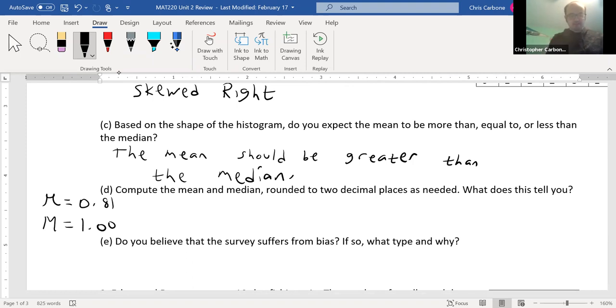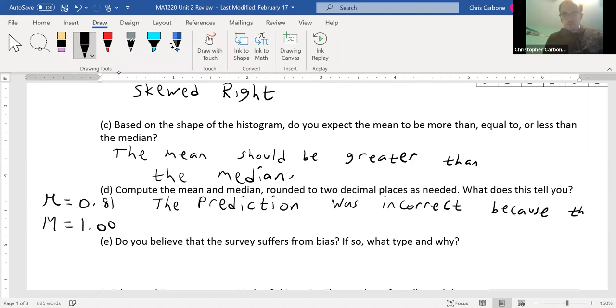So we want to know, what does this tell us, right? This means that the prediction was incorrect, because the mean is less than the median. Right, and we know that to be true since we just calculated it.